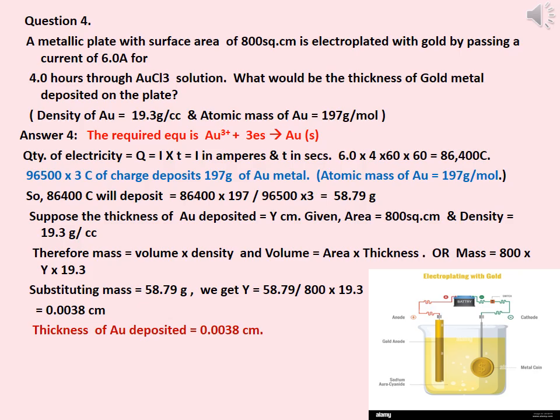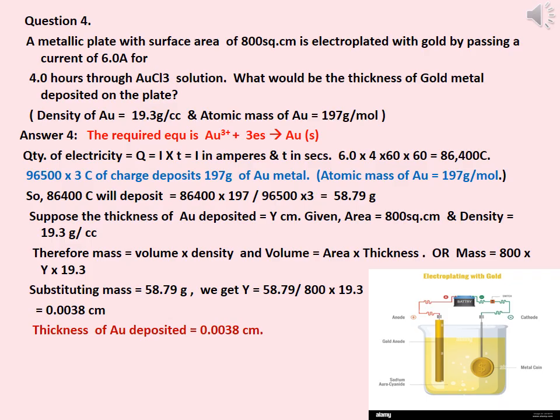From the given equation, that is the reduction reaction of auric ions to gold metal, we see that 96,500 into 3 coulombs of charge deposits 197 grams of gold metal. The atomic mass of gold is 197 gram per mole. So 96,500 into 3 coulombs of charge will deposit 1 mole of gold metal, which is 197 gram of gold metal.